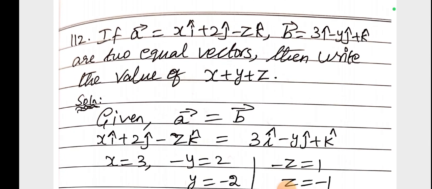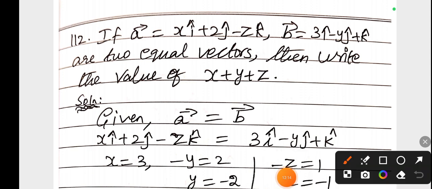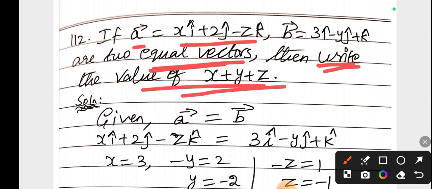Now going to the 112th question. A vector equals x i cap plus 2 j cap minus z k cap. They have also given b vector as 3 i cap minus y j cap plus k cap, and these are two equal vectors. They themselves said it is an equal vector and we have to find the value of x plus y plus z. So they are equal vectors, then you have to equate them and get the answer.